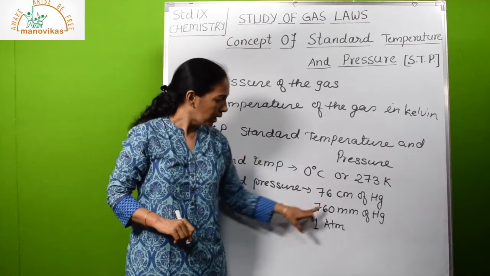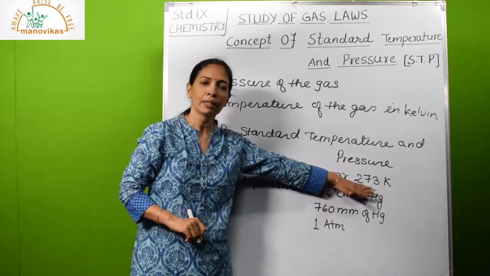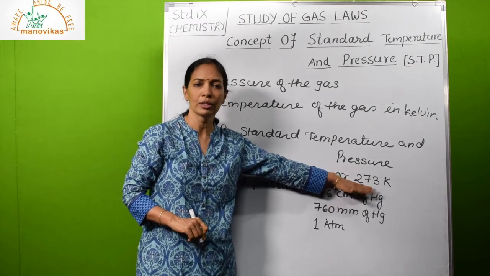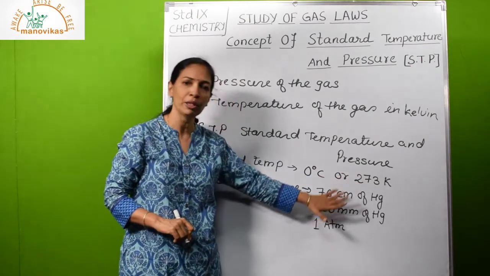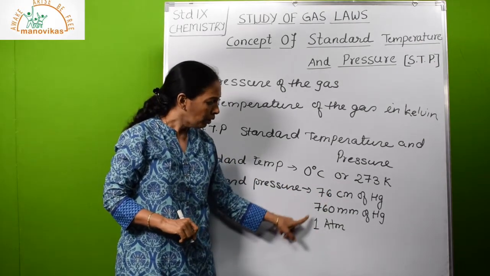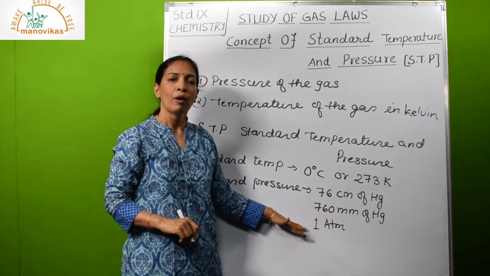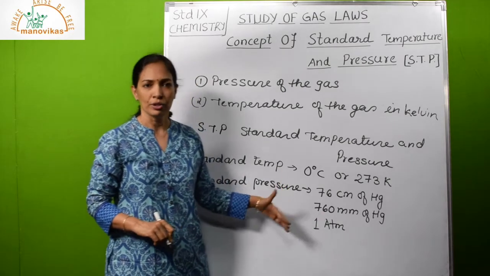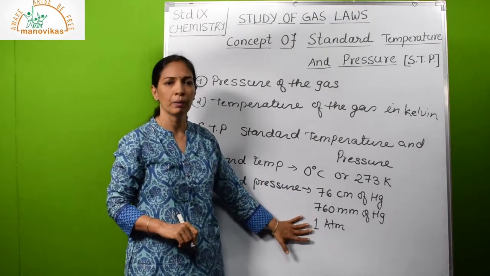We use these values in the numericals. The temperature is taken in Kelvin, so 273 will be used as the standard temperature while calculating, and any one of these pressures can be taken according to the pressure given in the question. So these are the values you have to remember.